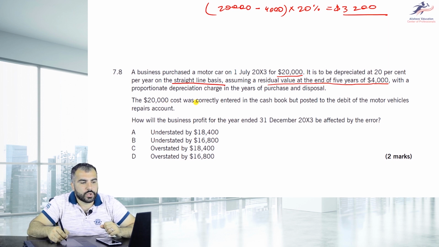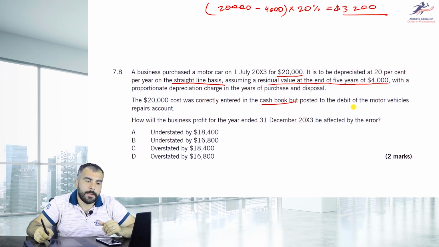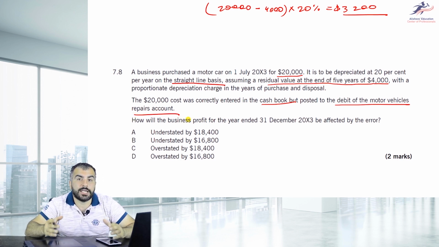The 20,000 cost was correctly entered in the cash book. Okay, we credited the cash book 20,000, it's okay. But it was debited to the motor vehicles repairs account. It means that we incurred it as an expense in the profit or loss, and we understated the profit. How much did we understate?